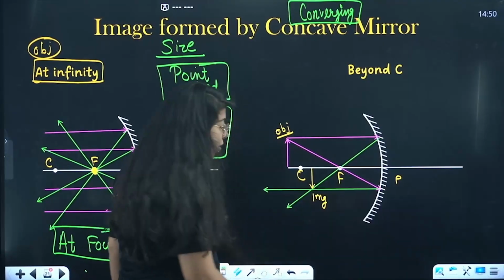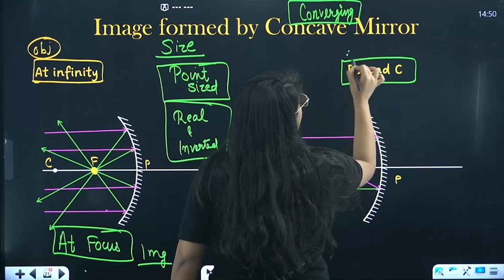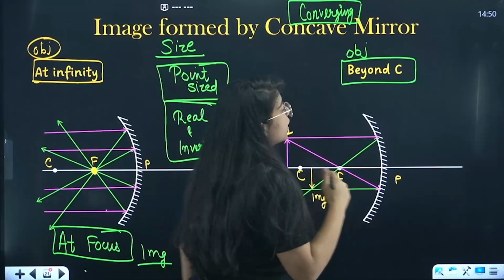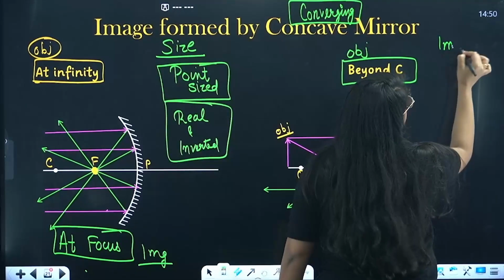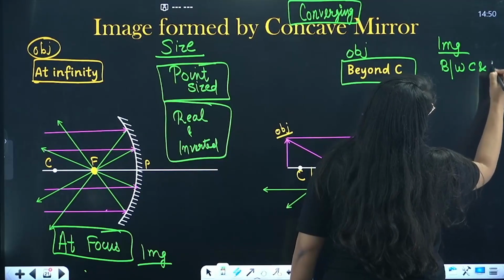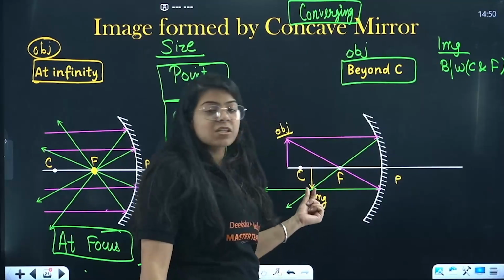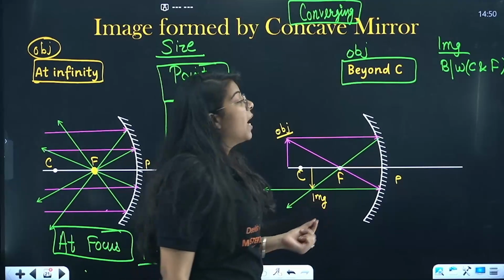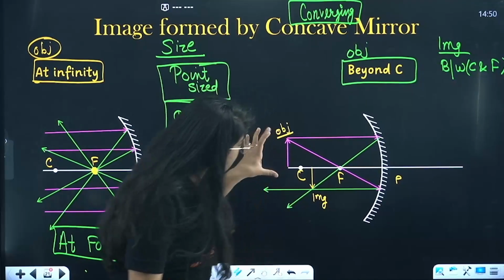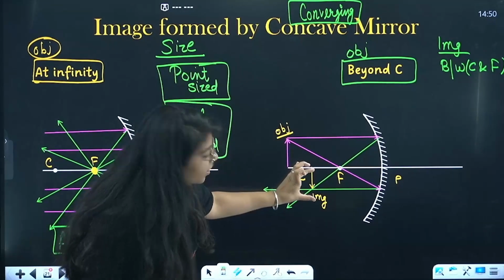So let's write about this, right? This was your object. Now let's write about the image. The image will be between C and F, between center of curvature and focus, just like we have drawn. Then beta, we have to write about the size. Now you can clearly see it's a little bit smaller. This is a little bigger, this is a little bit smaller.